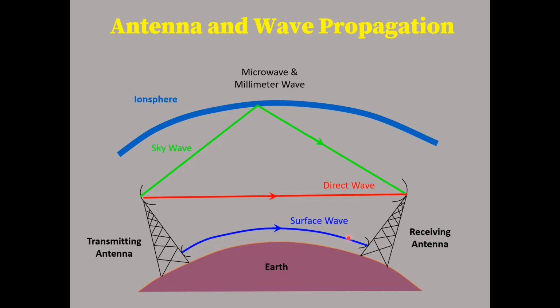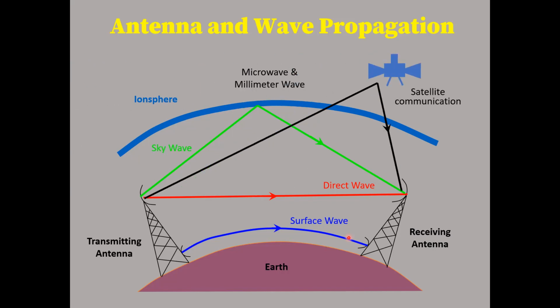Microwave and millimeter wave: that is satellite communication. In satellite communication we have this privilege. All waves cannot go through the ionosphere; only microwave and millimeter wave can pass through.